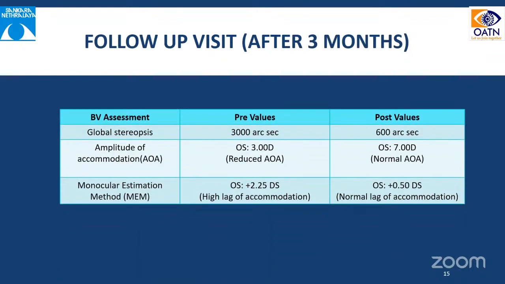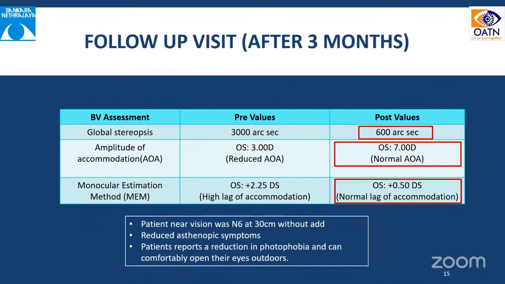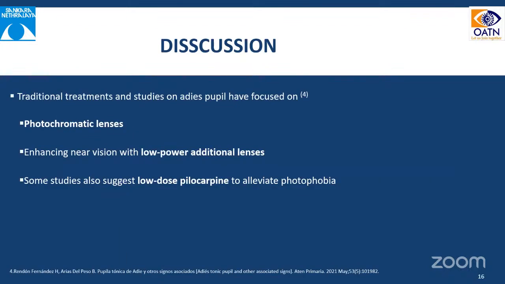On follow-up visit, binocular vision assessment was reassessed, in which there was significant improvement in stereopsis, and amplitude of accommodation was normal, and there was normal lag of accommodation. At this visit, the patient was comparatively comfortable at near vision. He didn't have any difficulty in near vision, astigmatic symptoms were reduced, and the photophobia issue was also cleared. So moving on to discussion.